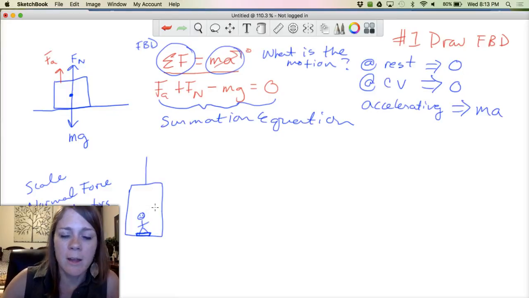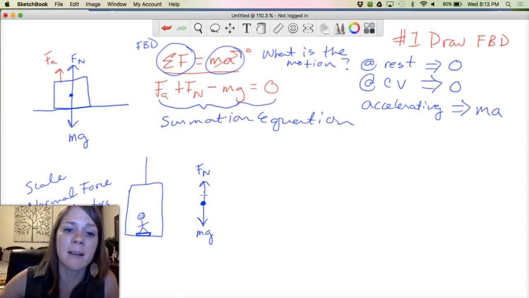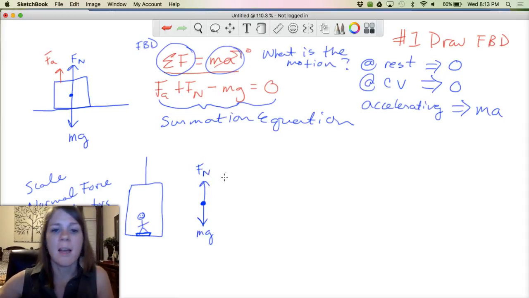So let's pretend we're in an elevator here and the elevator starts out at rest. When the elevator's at rest, the forces acting on me are going to be equal and opposite. So I'm going to have a weight force here, which is mg, and I'll have a normal force, and that normal force will be the exact same magnitude as the weight force. How do I know that?